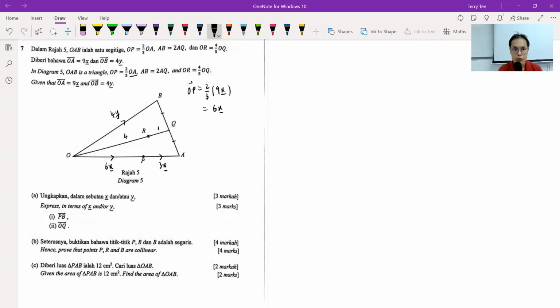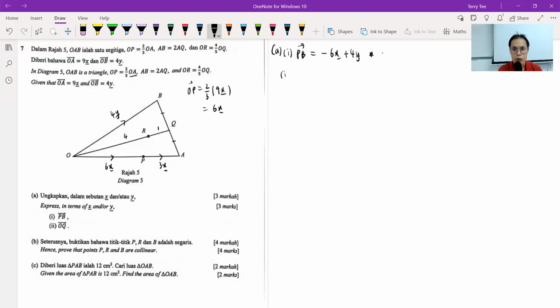First part, I'm finding PB. It's quite easy if you label everything. You can see from the diagram, to go from P to B, I can go this way: P to O, O to B. That means minus 6x plus 4y. Let me write down: minus 6x plus 4y. You can write 4y minus 6x, it doesn't matter if you put a positive in front or the other way around, it's fine.